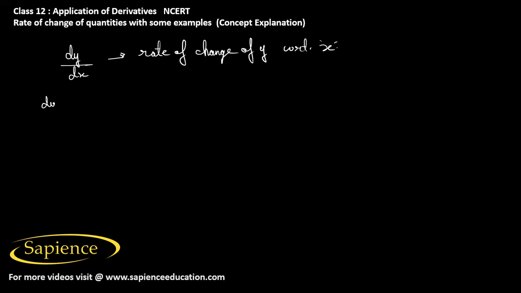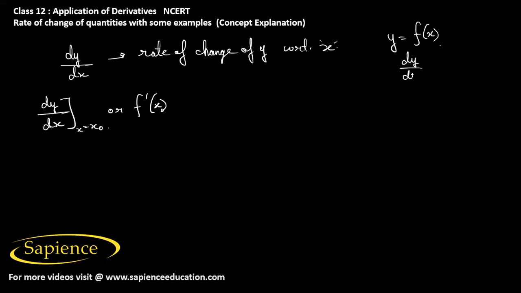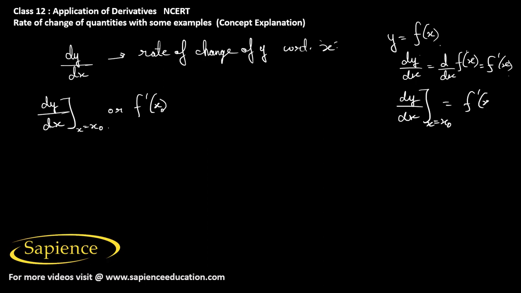Now, when we say dy by dx at x equal to x naught, or we can say f dash x naught, it means that when y equals f of x and we do dy by dx, we can write it as d by dx of f of x, or f dash x. Similarly, dy by dx at x equal to x naught means we are finding the derivative of f of x at x equal to x naught. So we can call it f dash x naught.